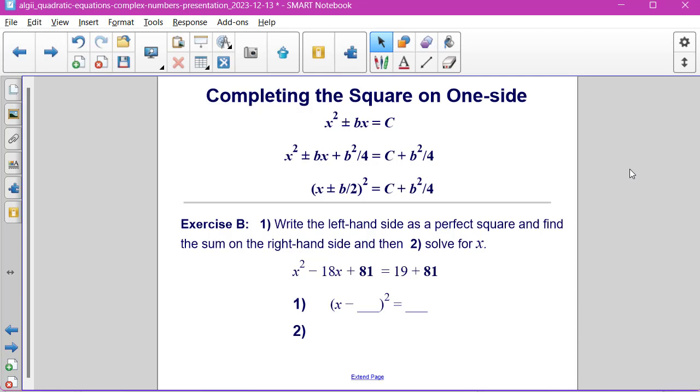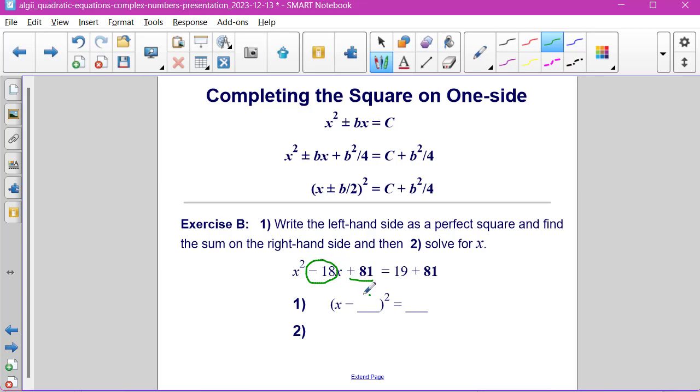Now let's look at the second exercise that we had solved or completed the square for. We had x squared minus 18x, and we figured out that negative 18 divided by 2 was negative 9, and then squared was positive 81. So what are factors of 81 that add up to negative 18? And that's x minus 9 times x minus 9, or x minus 9 quantity raised to the second power.